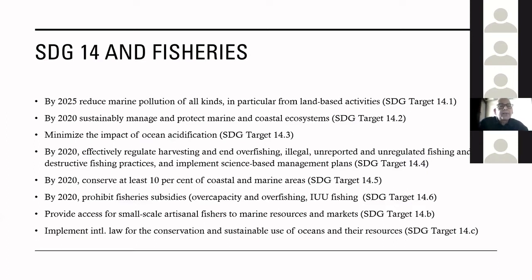Then again, by 2020, to conserve 10% of coastal and marine areas. By 2020, to prohibit certain forms of fisheries subsidies that contribute to overcapacity and overfishing, and illegal, unreported, and unregulated fishing. And then the last two targets are very significant from our point of view: access for small-scale artisanal fisheries to marine resources and markets, and implementing international law for the conservation and sustainable use of oceans and their resources. These are the key targets I have picked out of Goal 14.